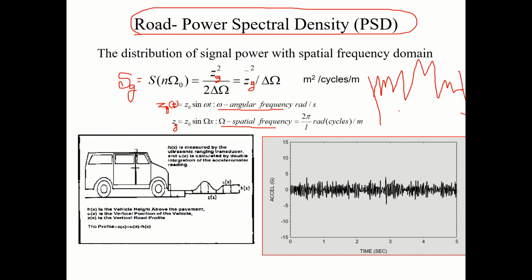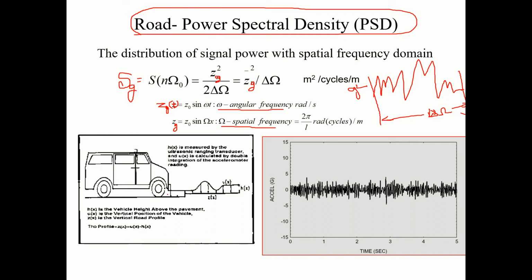Suppose this is the frequency range, delta omega. Within this frequency range, what is the power this signal contains? That's what exactly we have to find out. That is what we call power spectral density. Using this as an idea, it is possible to develop a model for the excitation sources.